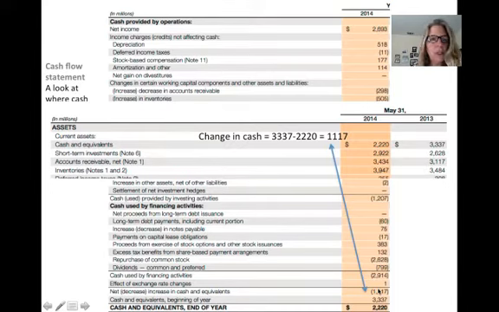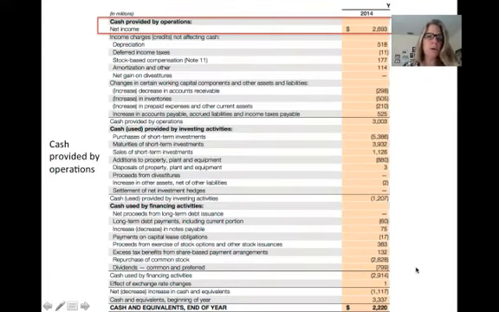So we're going to look a little bit more at some of the detail associated with Nike so we can understand this cash flow statement. The first thing is that we start with operations in the first section, and the first line item is net income. This is the amount that we've already calculated, the income of the company on the income statement. So that number is up there.